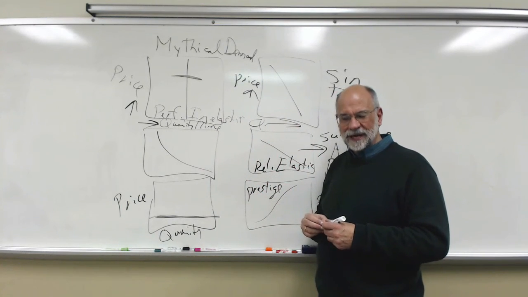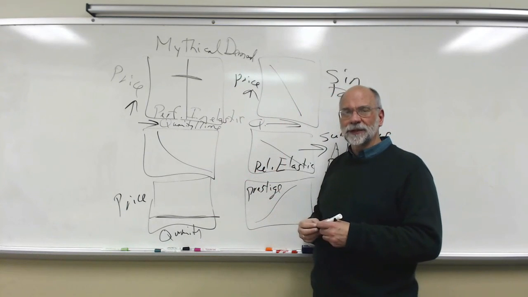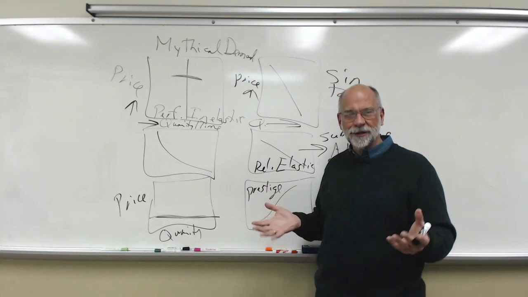This is going to get us, next time we're going to be looking at the other piece of this, which is the supply side. So the chapter called Cost of Production comes next.